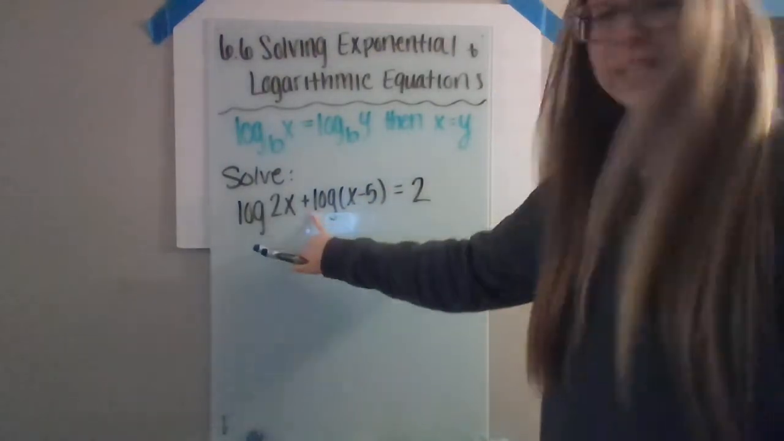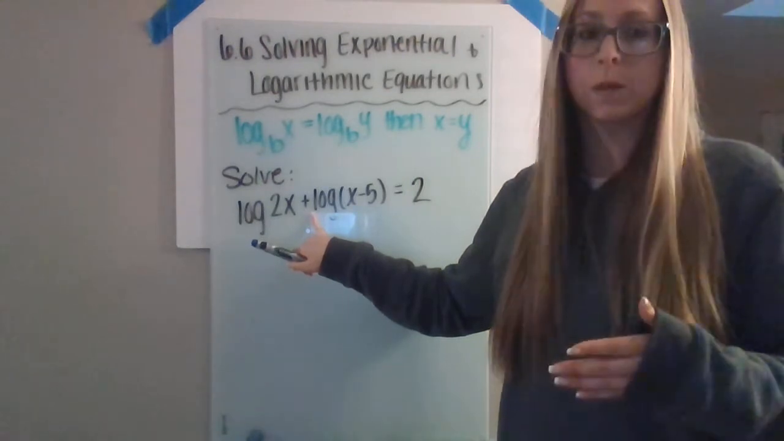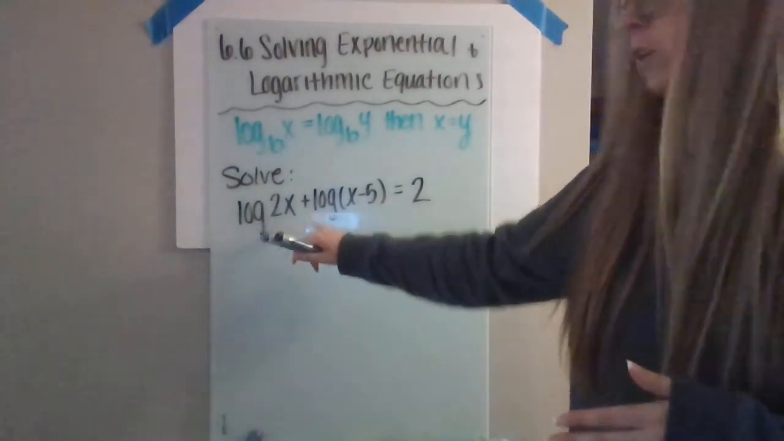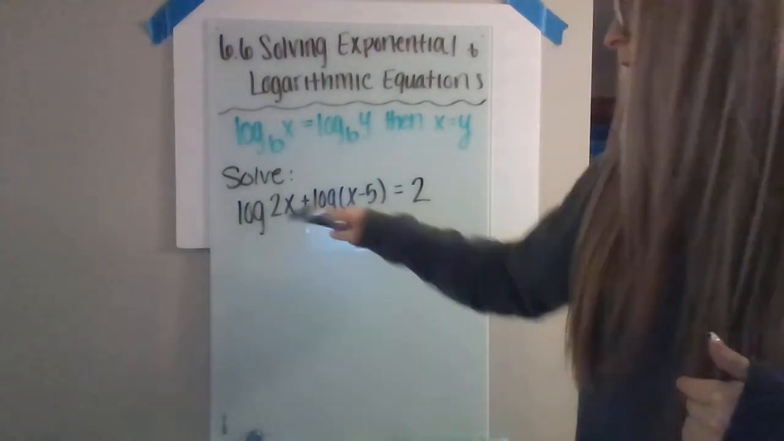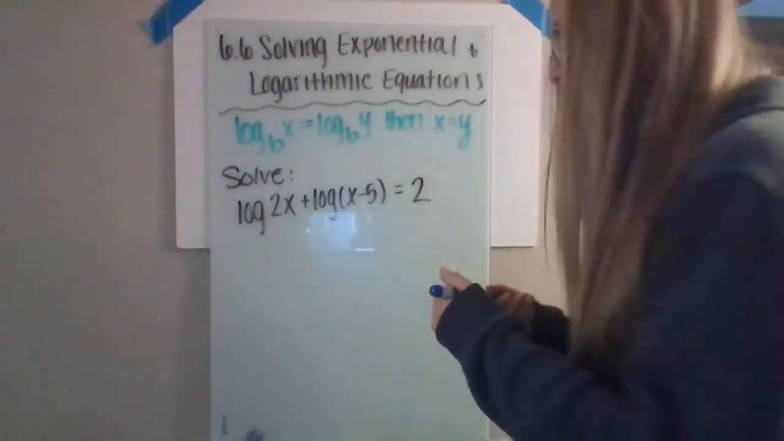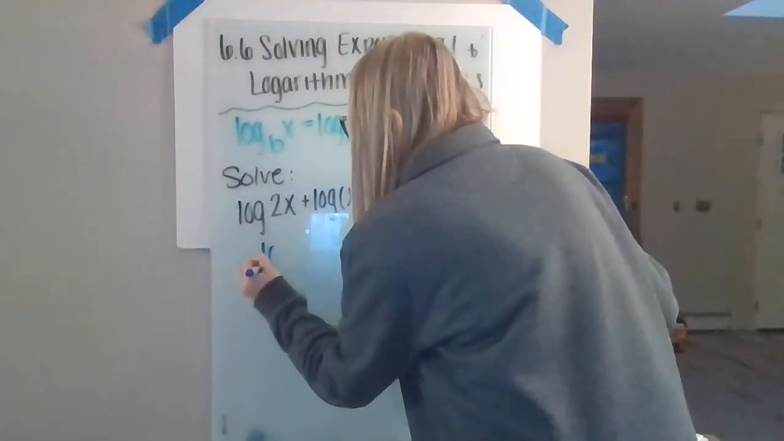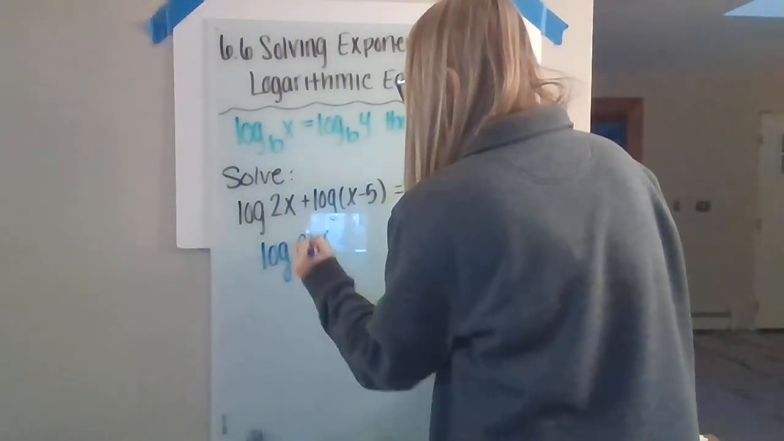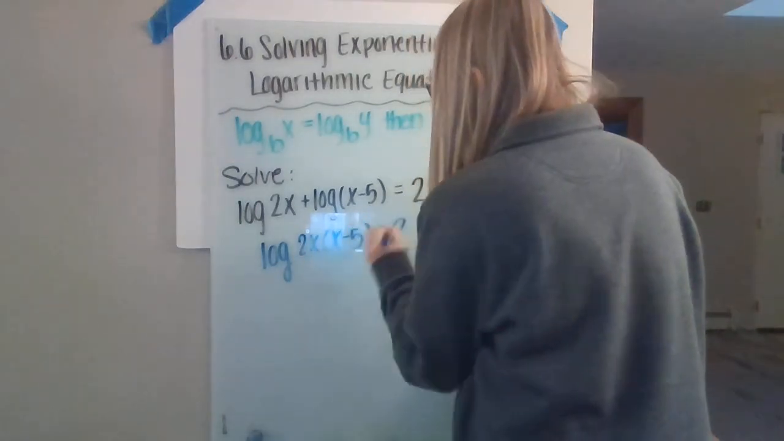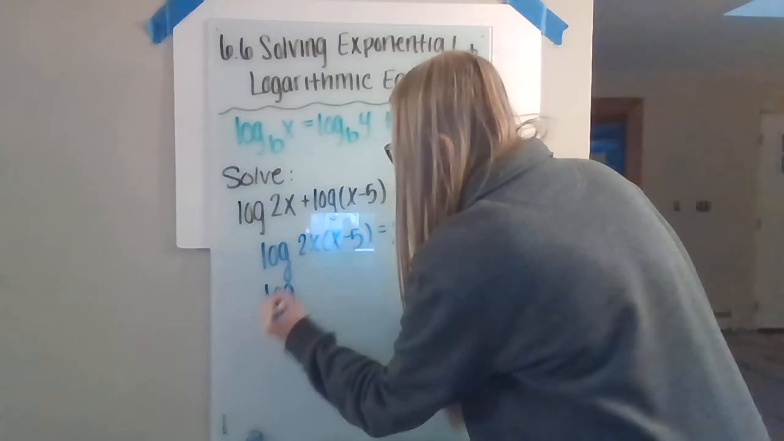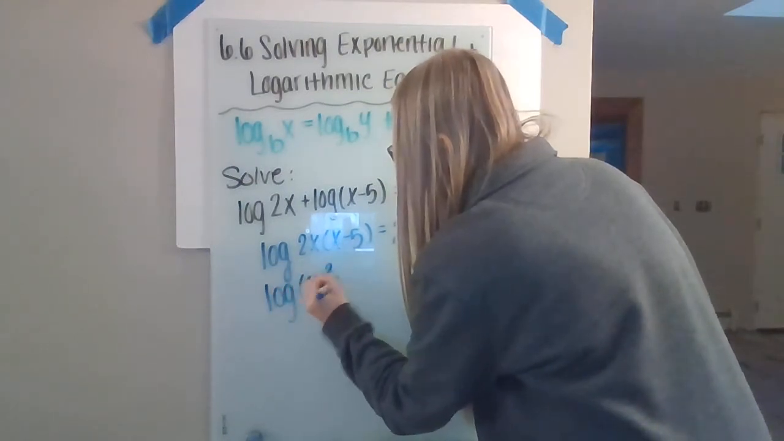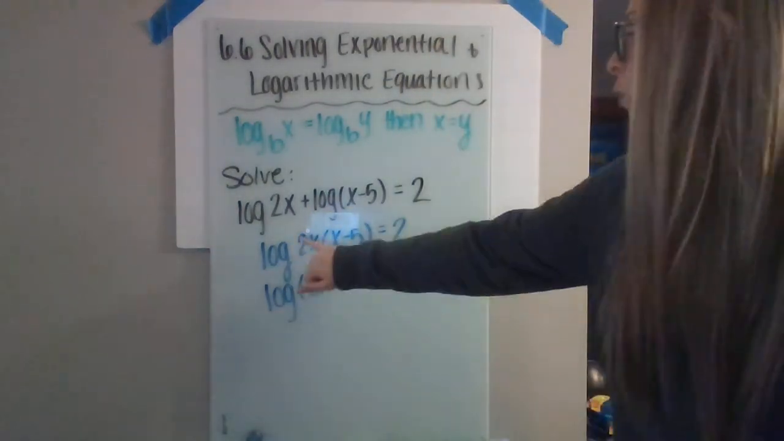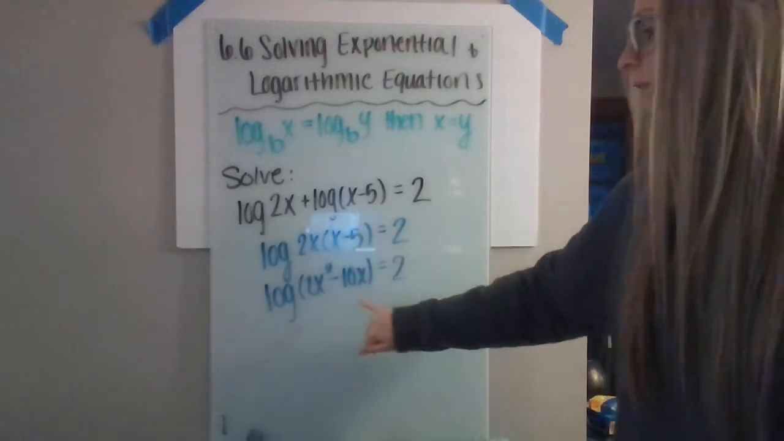So this one we have addition. And you guys should know from the product property that when you multiply, you add, depending on which way you're going. Here I have addition. I want to condense, so I'm now going to squish these together and multiply them. So they both have a log, so I'm good with that. Now it should be 2x times x minus 5. I want to make that look a little prettier. So I FOIL. 2x times x is 2x squared. 2x times negative 5 is negative 10x.